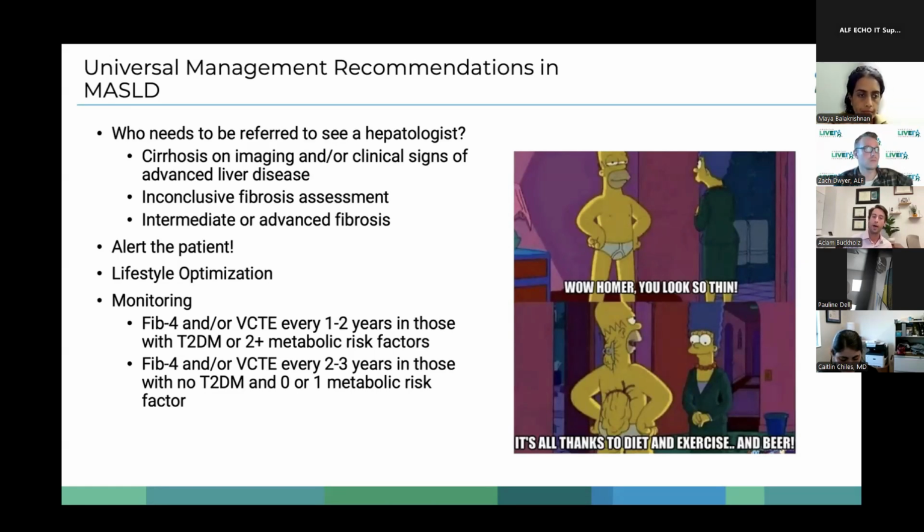And then for those who have diabetes or 2+ metabolic risk factors, they should be repeating non-invasive tests every 1 to 2 years. For those who don't have diabetes and only 0 or 1 metabolic risk factors, you probably can wait to every 2 to 3 years to repeat something like a FibroScan.